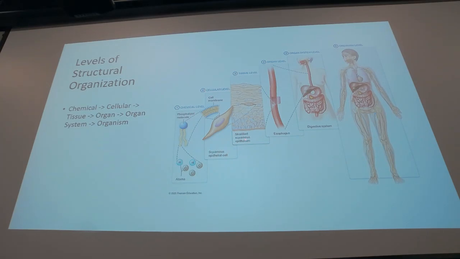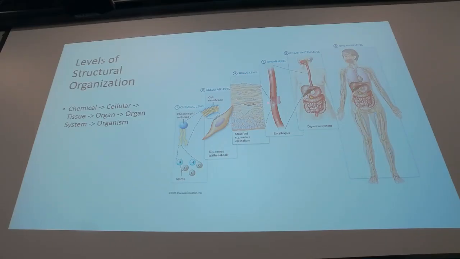So in this case, this will be what we call an epithelium. You will see later what that is, but it's called stratified squamous epithelium. And this epithelium, which is a layer that protects organs, is located in a tube that runs from our mouth into the stomach. This is called the esophagus. So that's the organ level.